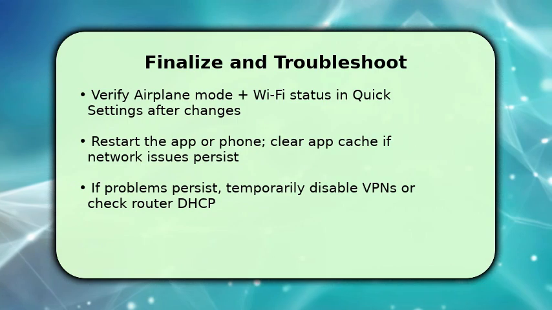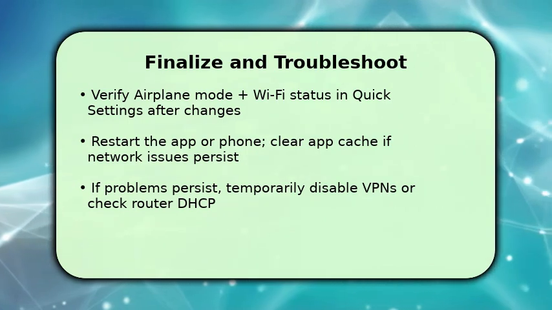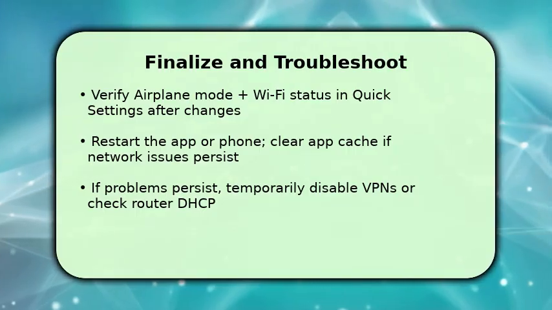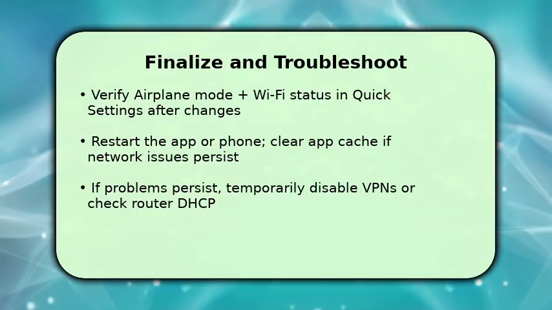If you still see failures, check the router's DHCP and IP lease. Misconfiguration can make the phone prefer a zero connectivity network. A restart of the router or toggling.